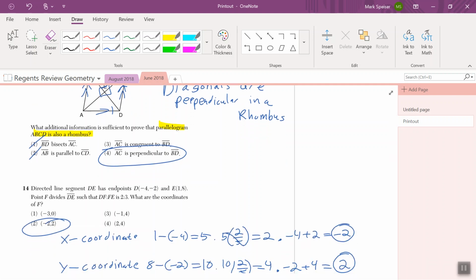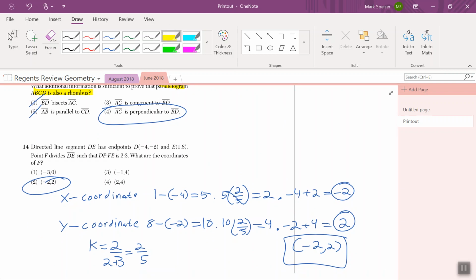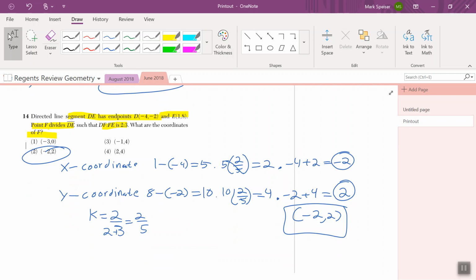Question 14. Directed line segment DE has endpoints point D at -4, -2, and point E at 1, 8. Point F divides DE such that DF to FE is in a ratio of 2 to 3. What are the coordinates of F? Well, you find the x coordinate and y coordinate separately. So you set it up. Distance from D to E, 1 minus -4 is 5.